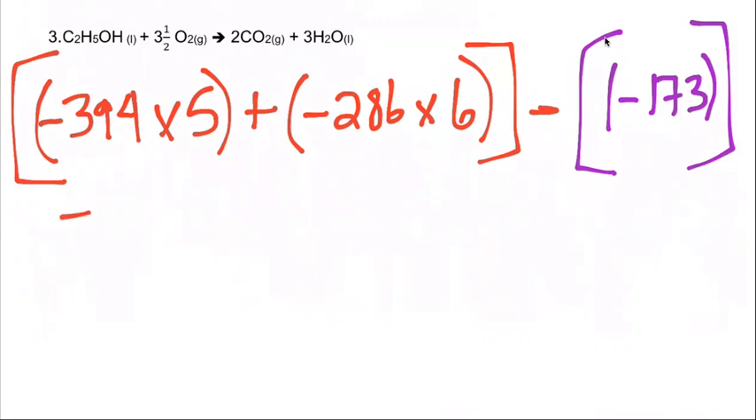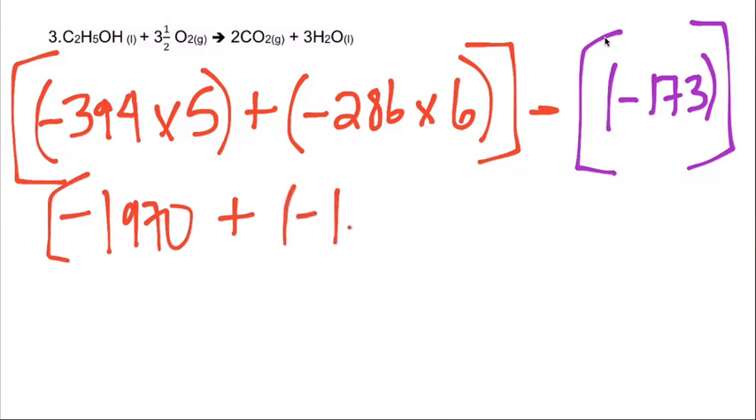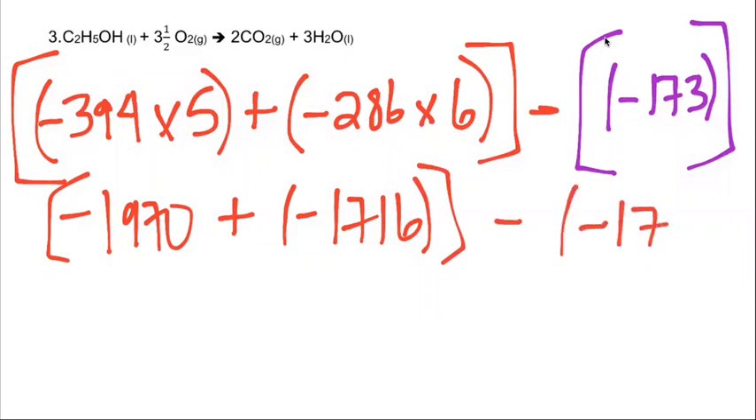That gives us negative 1,970 plus, and then for the water, negative 286 times 6. That is negative 1,716. And then we're subtracting negative 173.